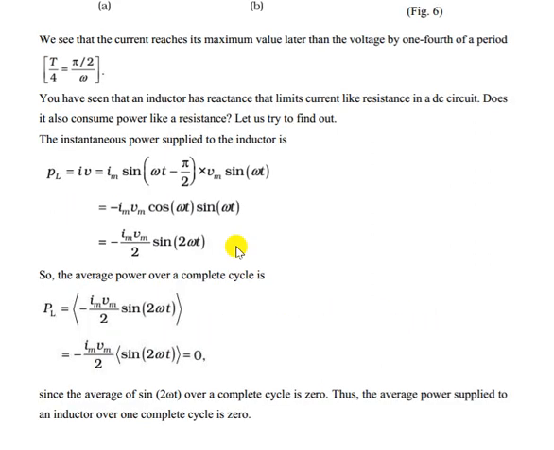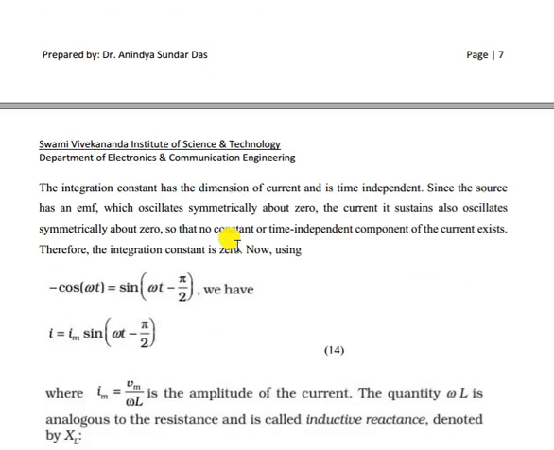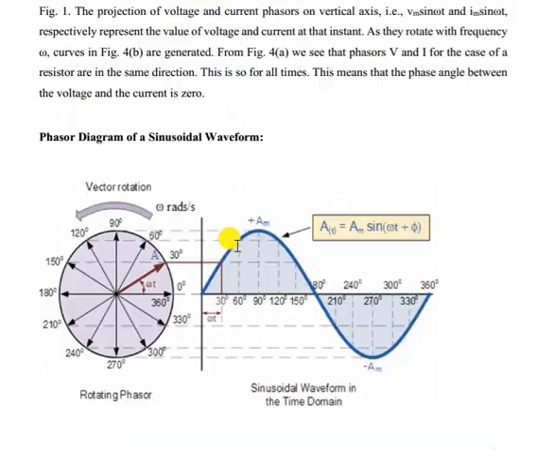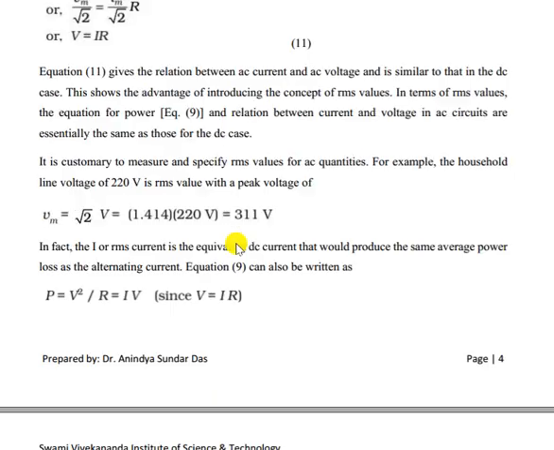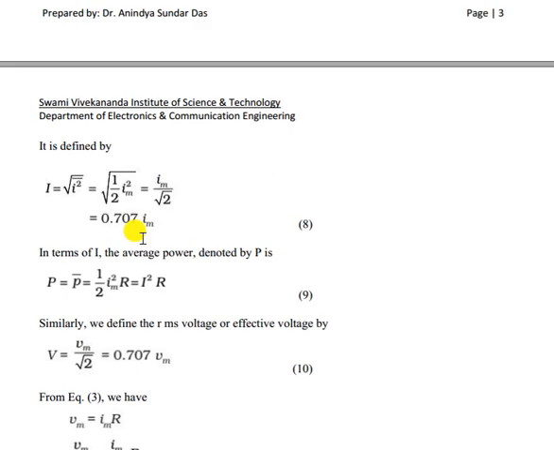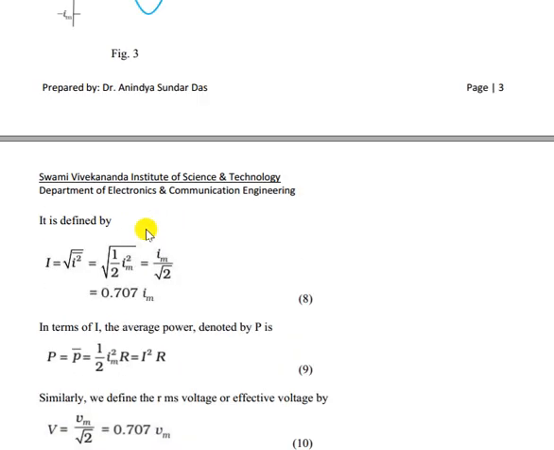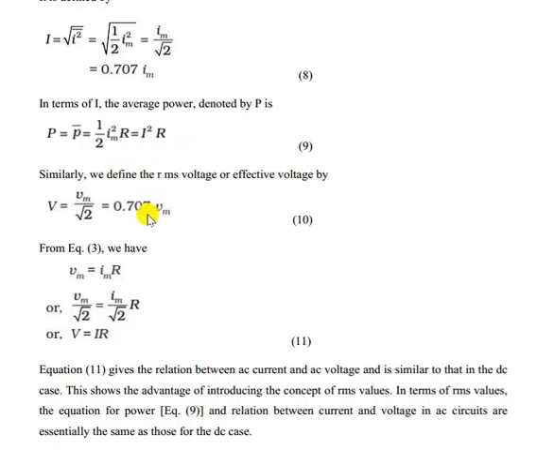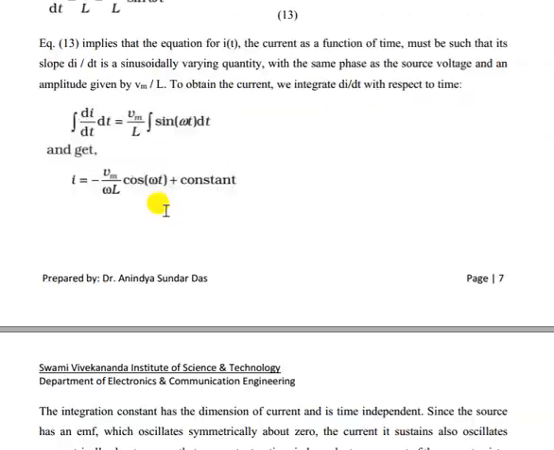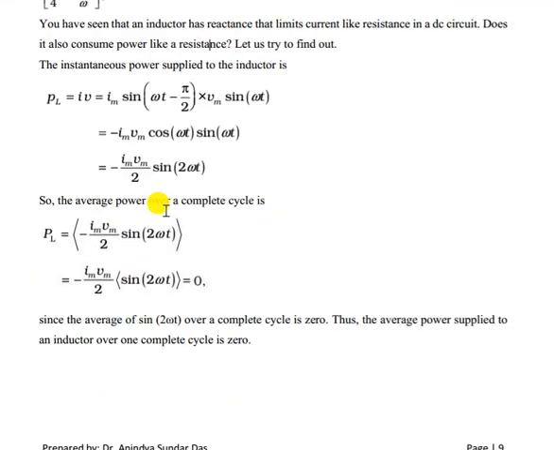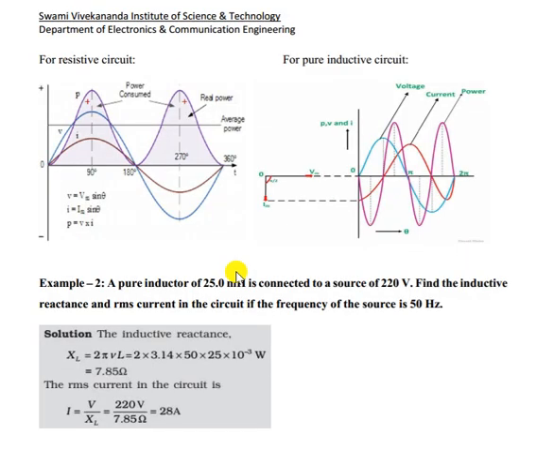So the average power for a resistive circuit is nothing but I squared R, or VI, right? That is for the case of a pure resistive circuit. But for a pure inductive circuit, the power is 0. That means a pure inductor does not dissipate any power. It stores the energy.